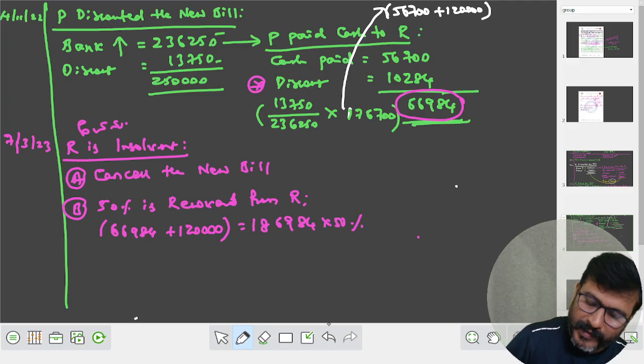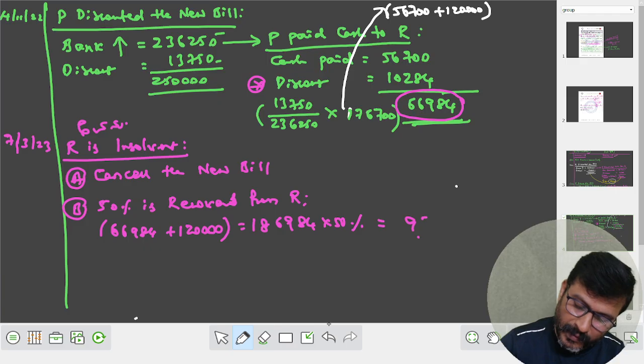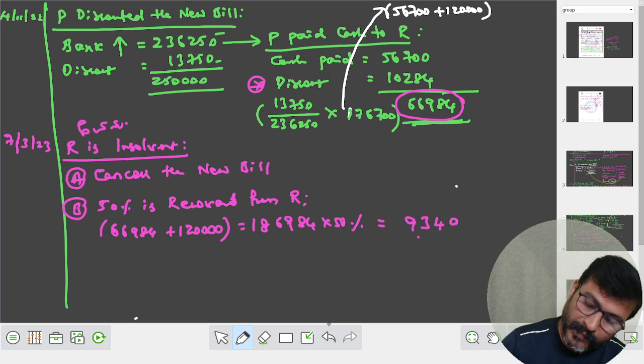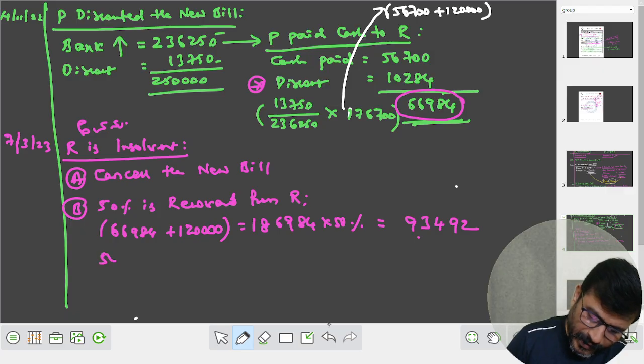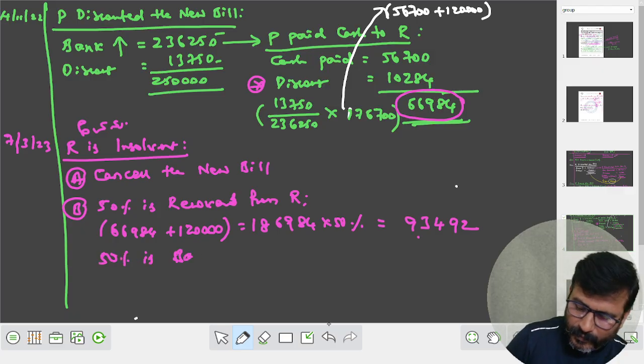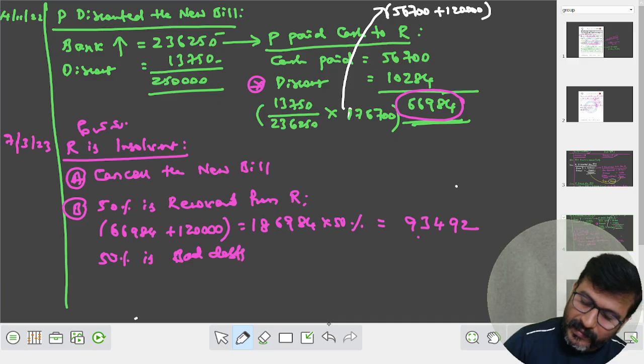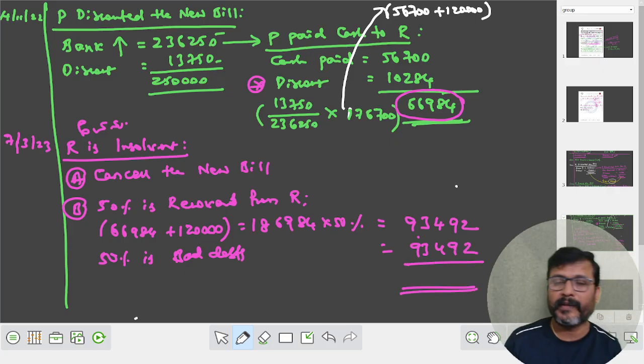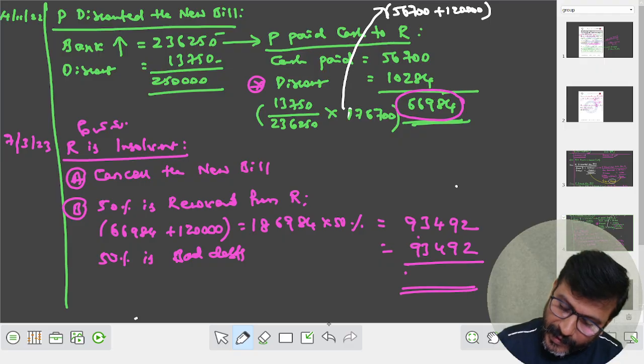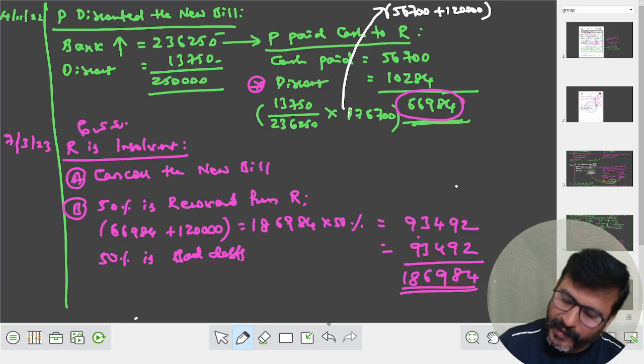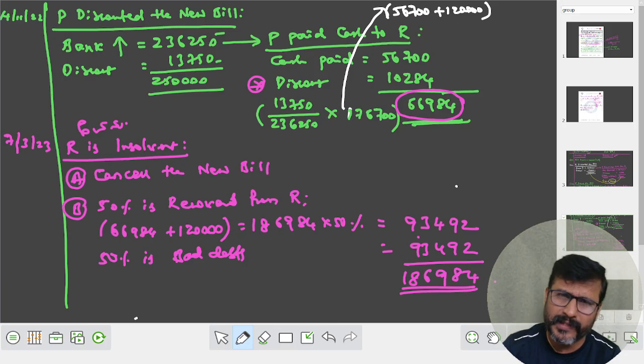1,86,984 into 50%. It comes to 93,492. Another 50% is bad debts. Again we are getting the same number, 93,492. Add both the numbers, we are getting 1,86,984. Did you understand, my dear students, all the workings?